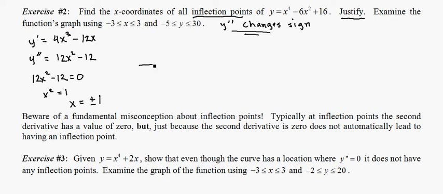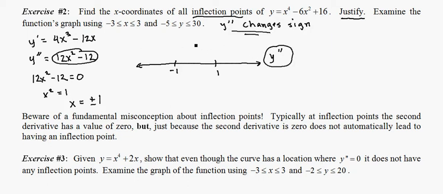What we're going to do now is something very similar to finding local maxes and mins. We're simply going to lay out a number line of y double prime. Put in a little -1, put in +1, and test values. What are we going to test values in? The second derivative. That's why it's a number line of the second derivative. So if I test x equals 0, I'm going to get a negative. Let's say I test x equals 2, I will in fact get a positive.